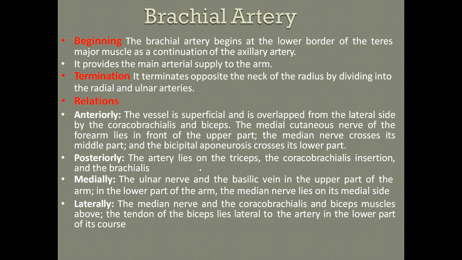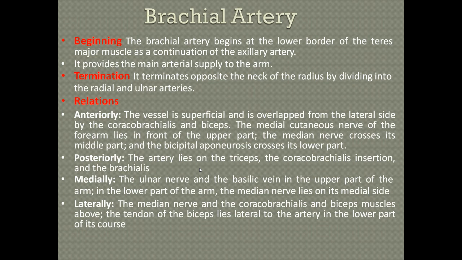Brachial artery beginning. The brachial artery begins at the lower border of the teres major muscle as a continuation of the axillary artery. So it is not a very extra artery, it is the axillary artery. But at this part, we will see that the axillary artery is the brachial artery. It provides the main arterial supply to the arm. It terminates opposite the neck of the radius by dividing into the radial and ulnar arteries.